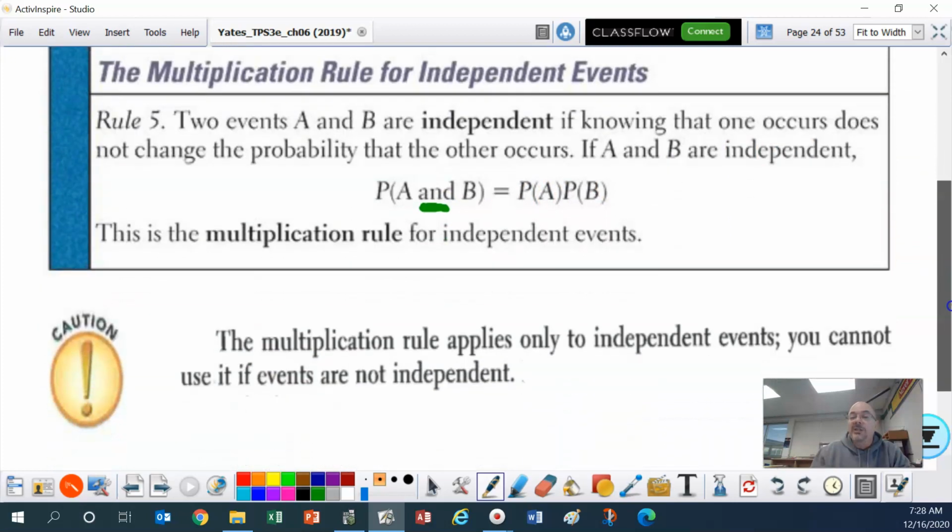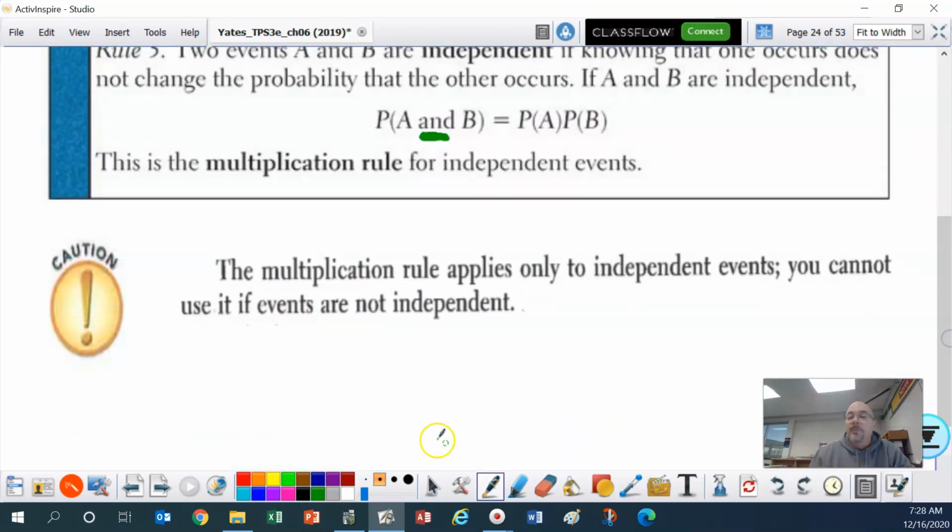Now, caution, caution, caution. The multiplication rule applies only to independent events. You cannot use it if events are not independent. Keep that in mind. Remember what independent means: one thing does not influence the other thing.